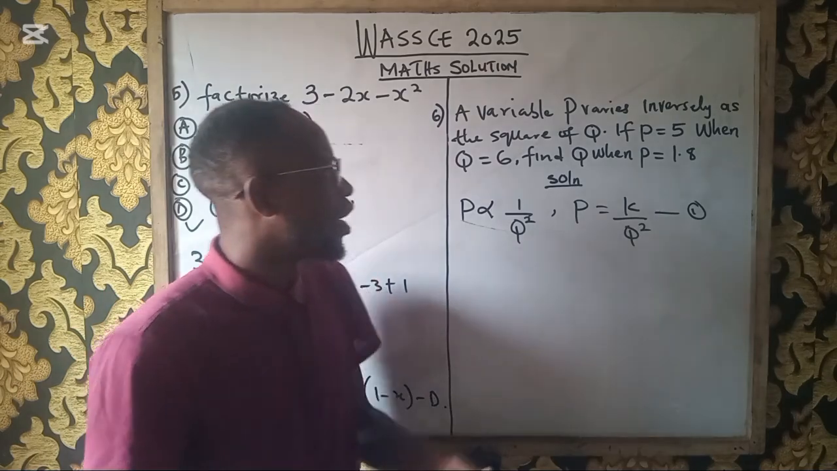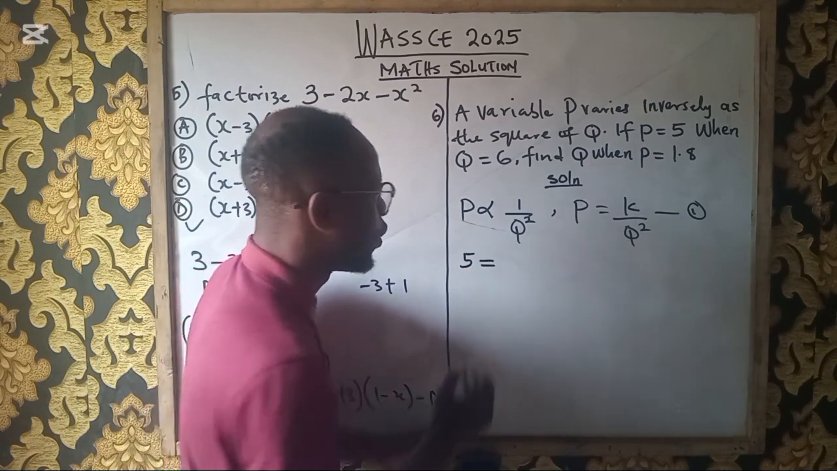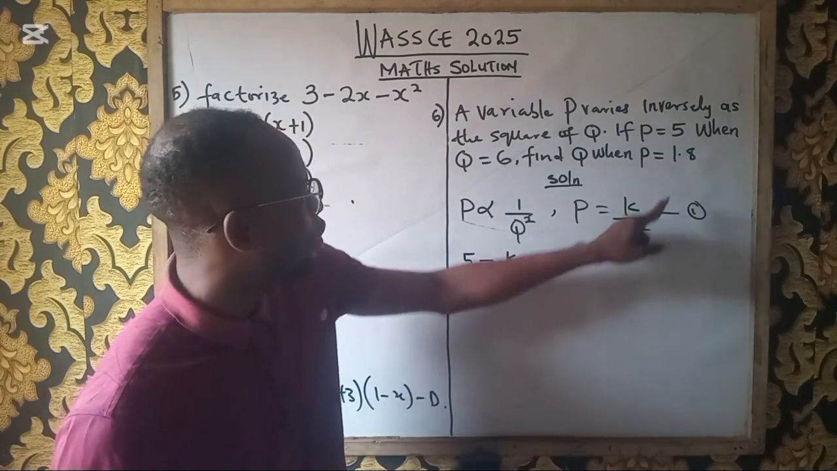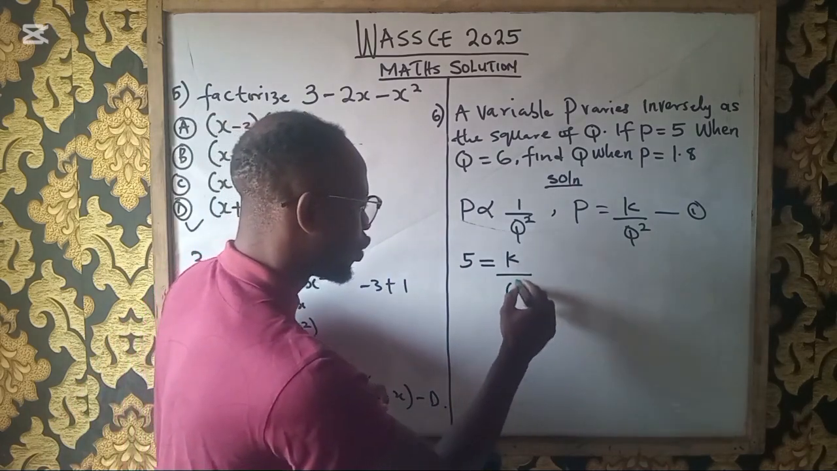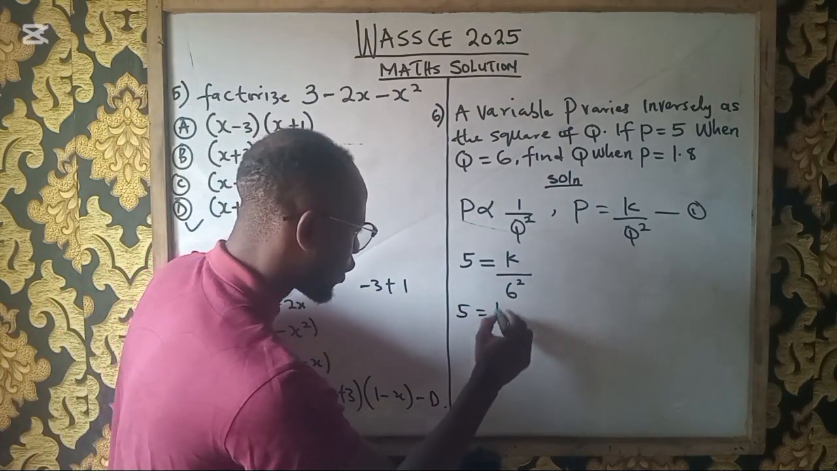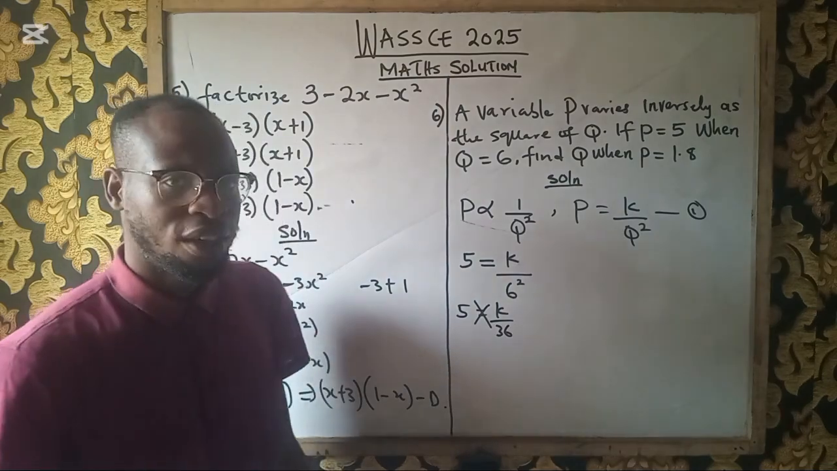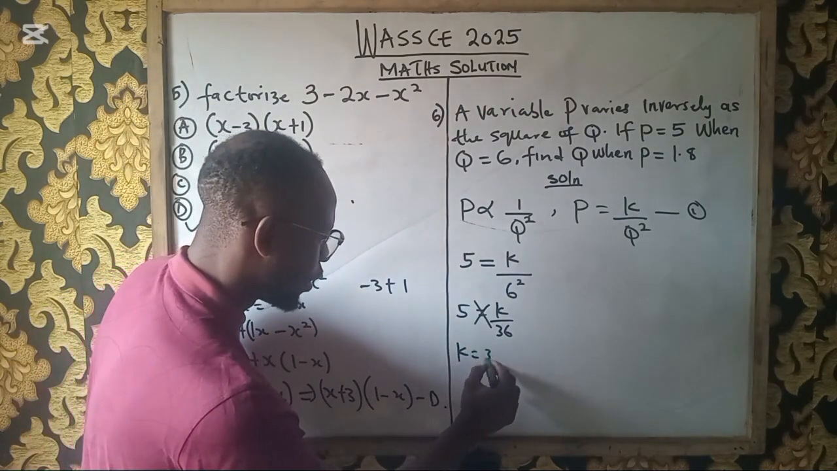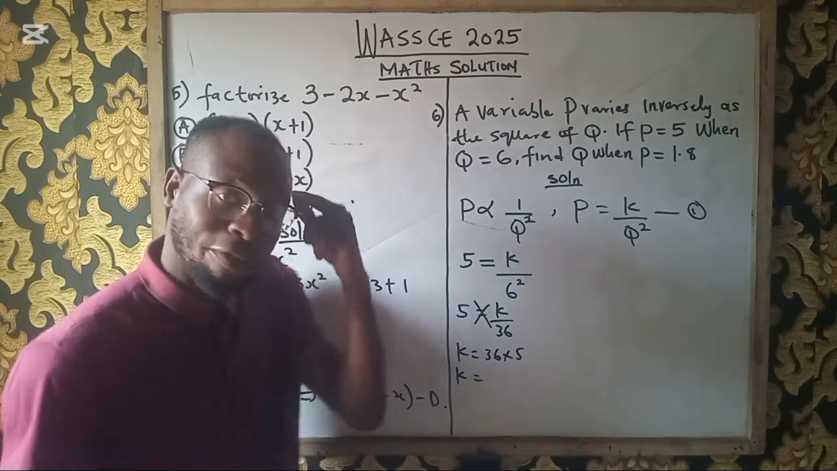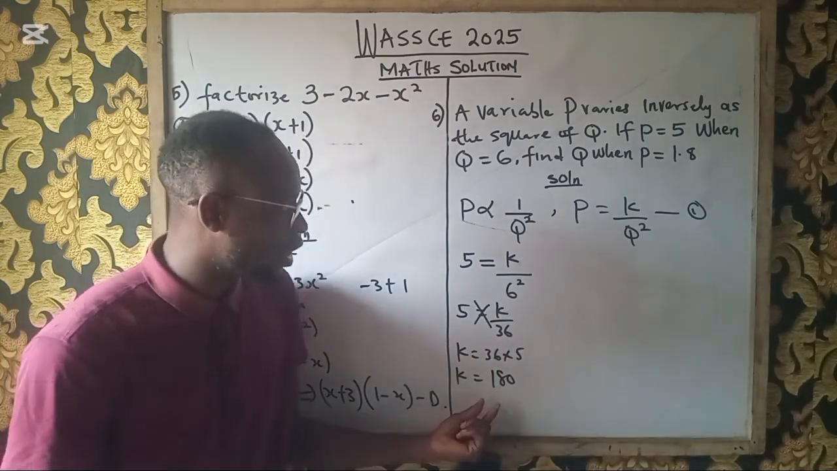Then you continue. If p equals 5, so we are given p to be 5, let us replace it. 5 will be equal to k, a constant, over q squared. The value of q was given as 6, so that becomes 6 raised to the power of what? 2. Are we together? So this is going to give us 5 equals k over 36. Then you multiply these together, so you have k equals 36 multiplied by 5. That will give us 180. So we have gotten k to be equal to 180.